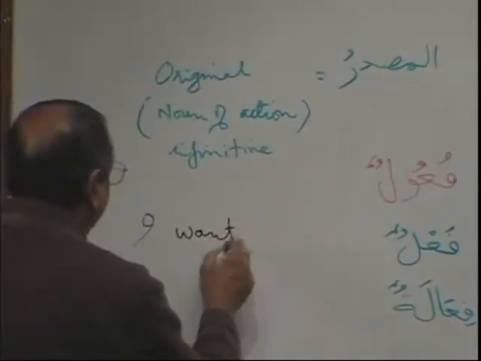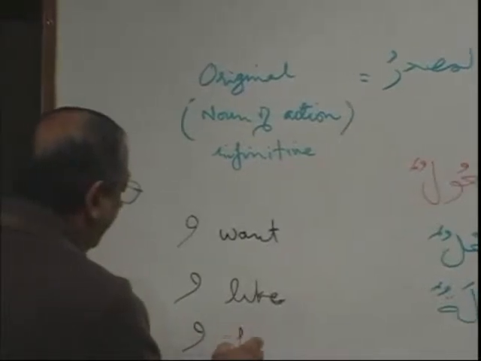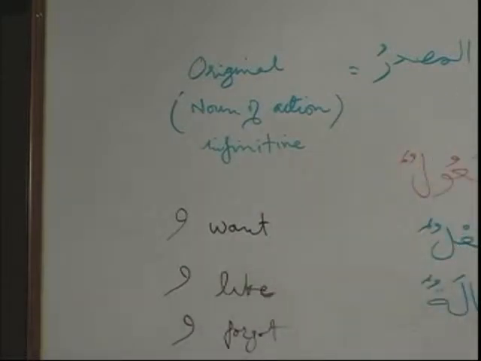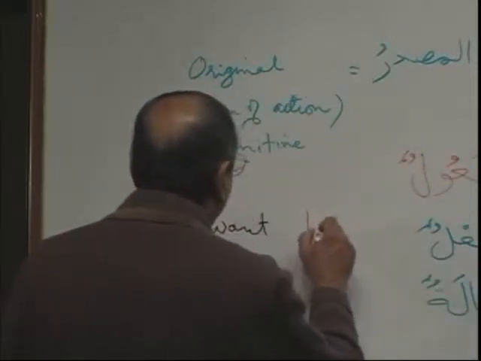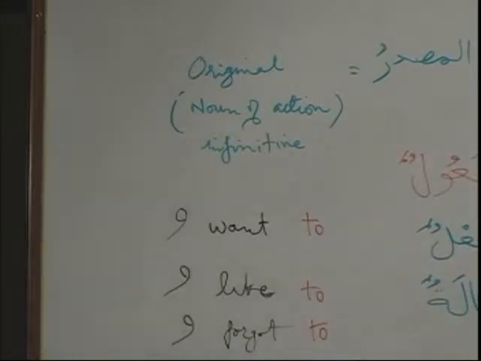Now, brothers and sisters, I ask you something. If you write or if you say something, I want, I like, these are just some of the verbs, brother. I forgot. Are you with me? What will you use after that? To. You will always use to. And after to, what will you use? Verb. The base form of the verb.